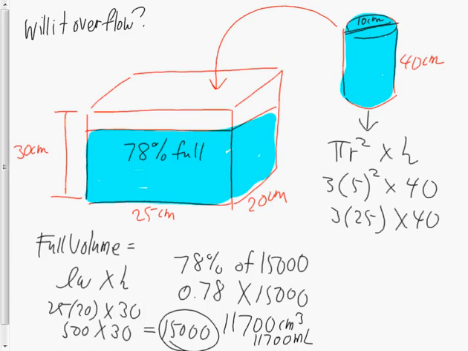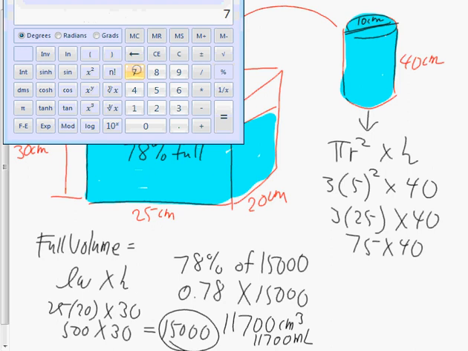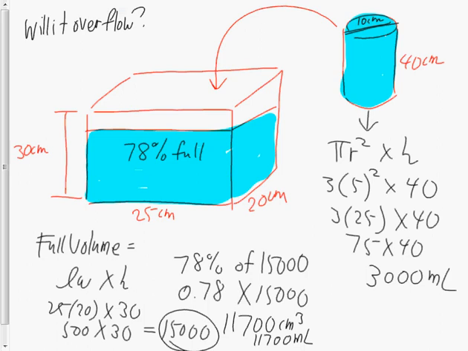I now have 3 times 5 squared times the height of the prism, which is 40, or 3 times 25 multiplied by 40, or 75 multiplied by 40. Or if I take my calculator and go, what is 75 times 40? Should be around 3,000. 75 times 40 is 3,000. So the amount of liquid I am adding to this container is 3,000 milliliters.